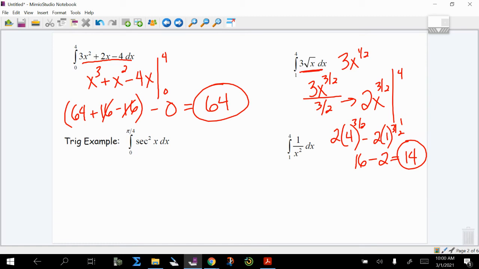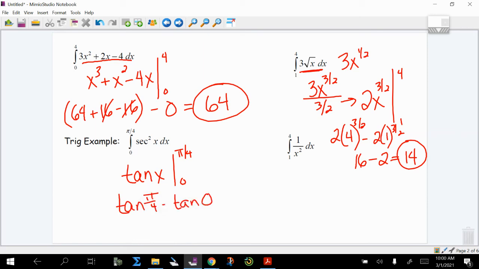If it is trig, couple options. Sometimes it's going to be one that you're going to be a little more reliant on a calculator. Sometimes it's going to be one that actually works out really nicely. This one, I picked one that works out really nicely, so we didn't have to go to a calculator. So the integral of secant squared is tangent. Boundaries are pi over 4 and 0. So we're going to take the tangent of pi over 4 minus the tangent of 0.